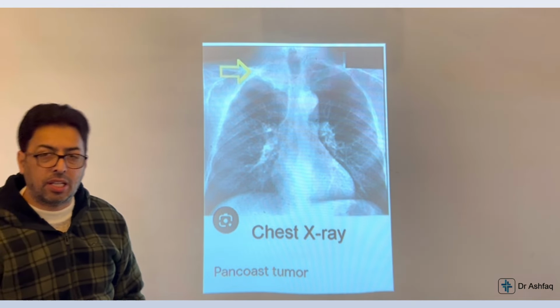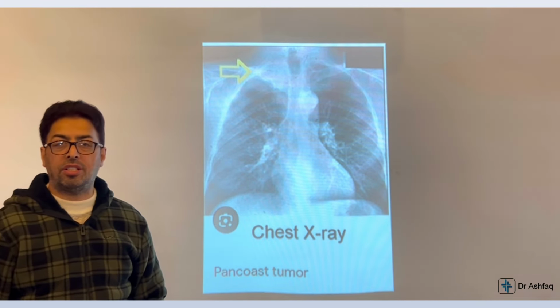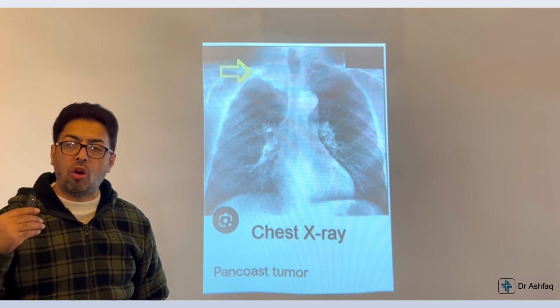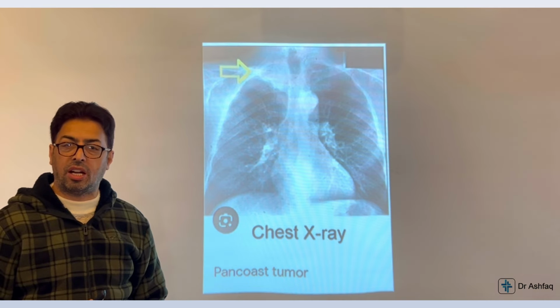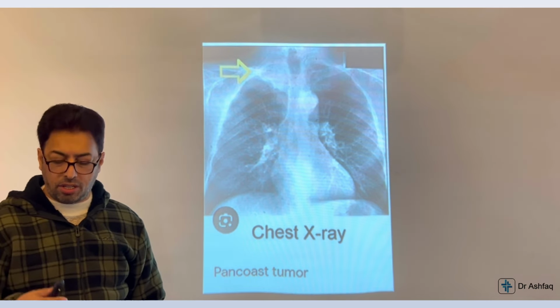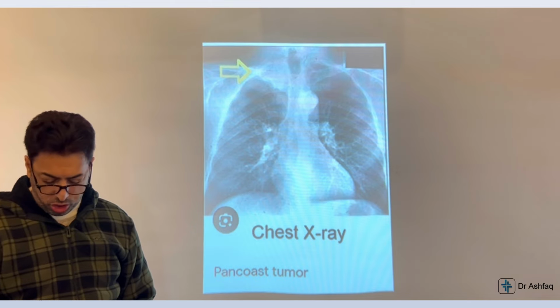So the first important clinical thing you have to remember as far as the lungs are concerned, as far as the medical oncology or the surgical oncological aspects of the lung are concerned, and as far as your exams are concerned, is the Pancoast tumor.